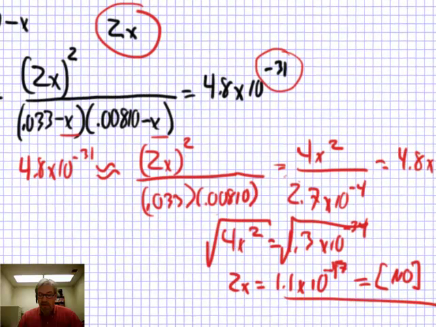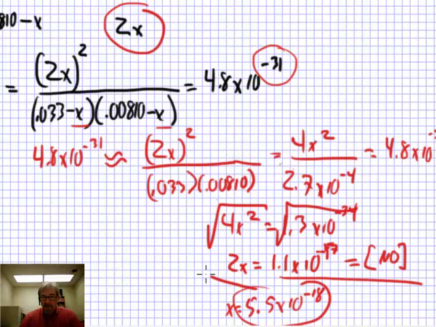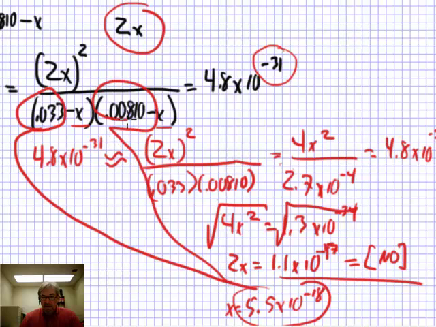Now, it's important to go back and take a look at whether the simplification that we did was a valid assumption or not. And in fact, if we look at what the value of x is, by dividing 1.1 times 10 to the minus 17th by 2, we end up getting 5.5. X is equal to 5.5 times 10 to the minus 18th. Now, if you take this number and compare it with 0.033, and you compare it with 0.00810, that number is so small compared with those initial concentrations that really X can be ignored. And so we were justified in doing that.